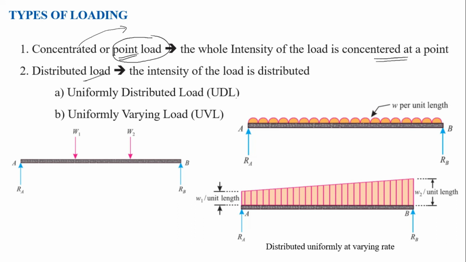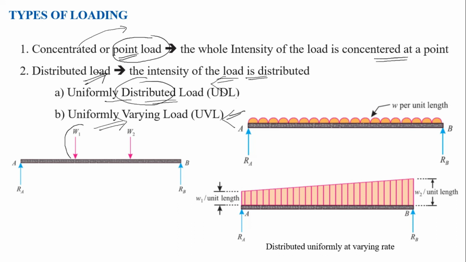Then the distributed load. A distributed load means the intensity of the load is distributed uniformly along the length of the beam, and then it is called a uniformly distributed load. The rate of distribution is even along the length of the beam. Whereas for a uniformly varying load, the load is distributed at a varying rate along the length. That is why it is called a uniformly varying load.